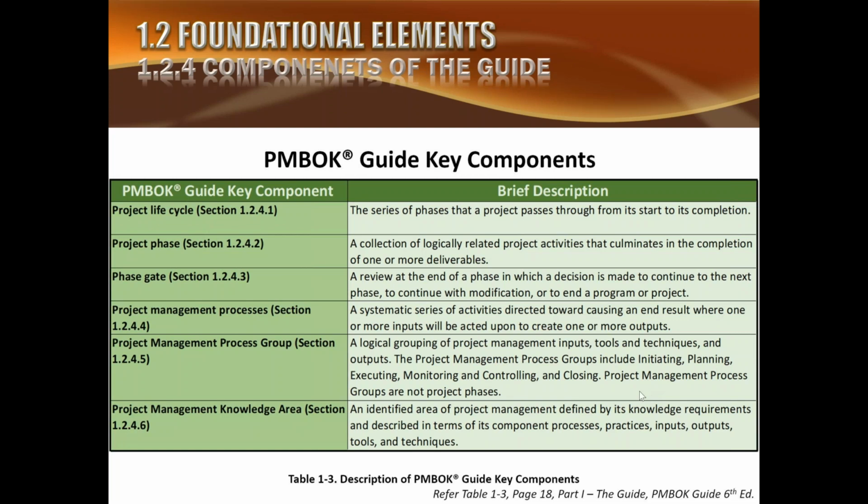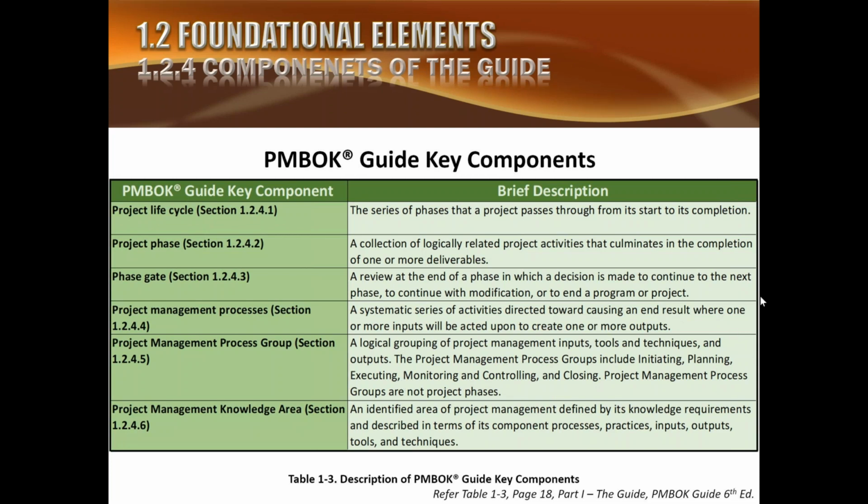But these are the generic process groups. All the 49 processes are grouped into these 5 process groups and they overlap each other a lot. So process groups are different from the phases. We'll talk more about it.